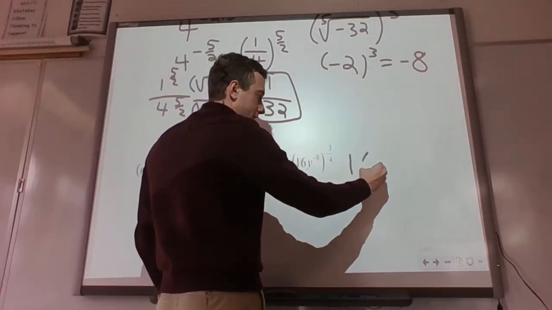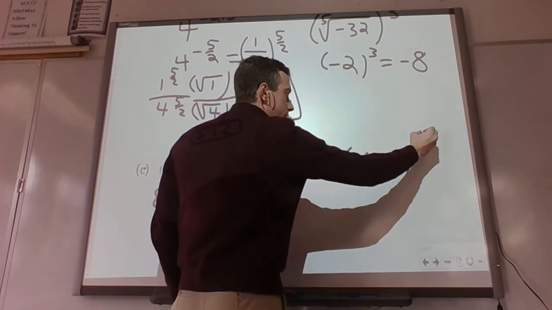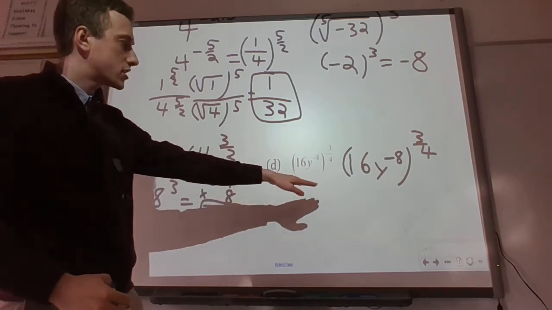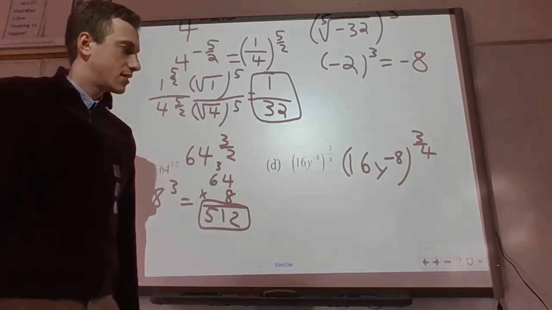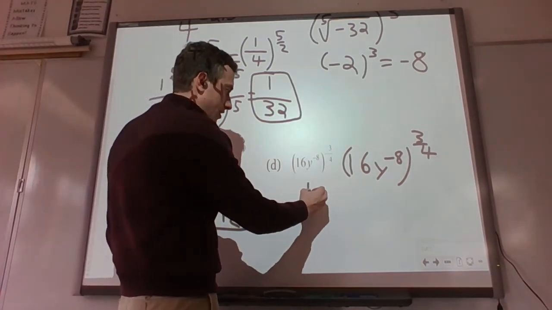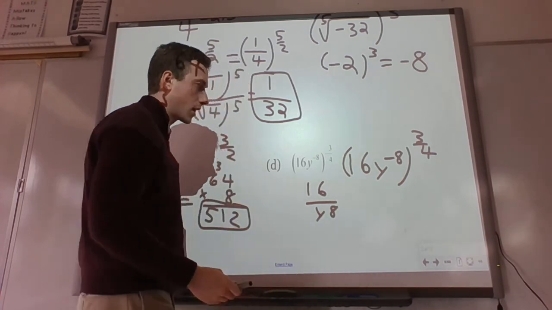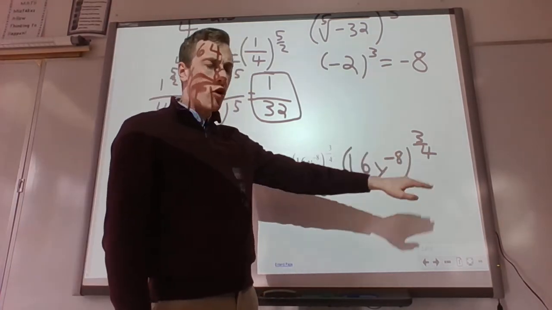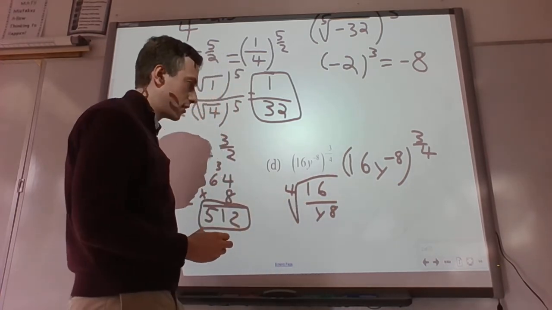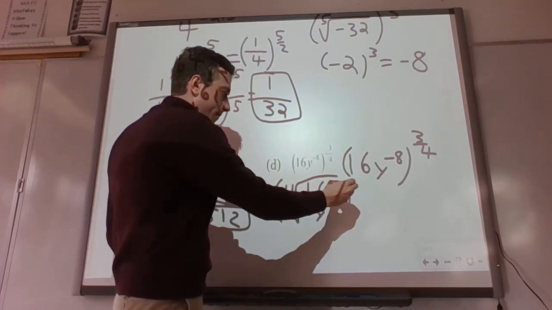Okay, this one's tricky. 16y to the -8, all to the 3/4 power. First of all, let's rewrite this so that we don't have any negative exponents. So let's say 16 divided by y to the 8th. And then this 4 in the denominator tells us we're going to do a 4th root. And then this 3 in the numerator tells us we can take all of that and cube it.